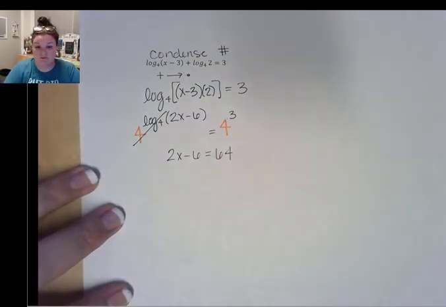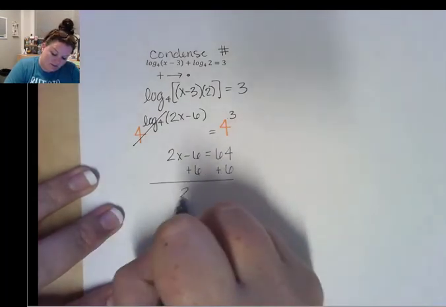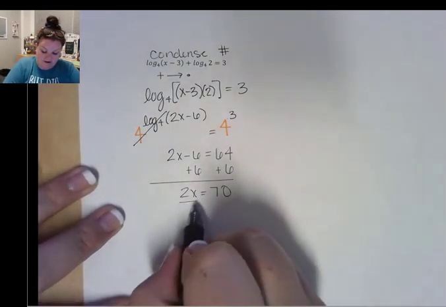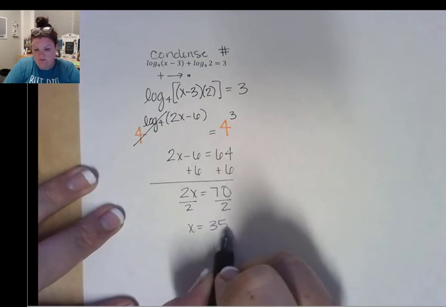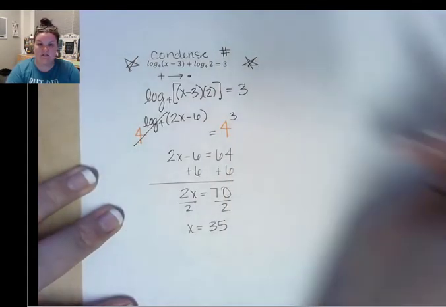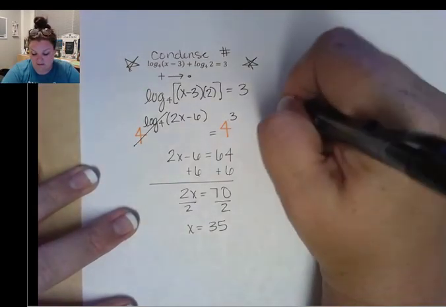And then I can just solve for x. So I'm going to add 6 to both sides, which gives me 2x is equal to 70, and then I divide off that 2. So x is equal to 35. Okay, because it came from a log equation, I do need to check my answer.